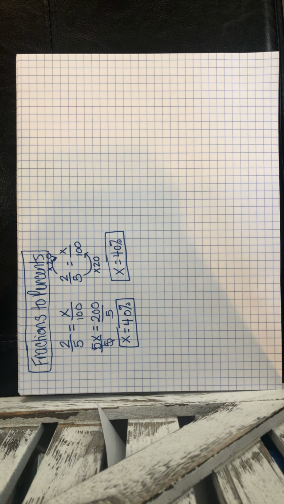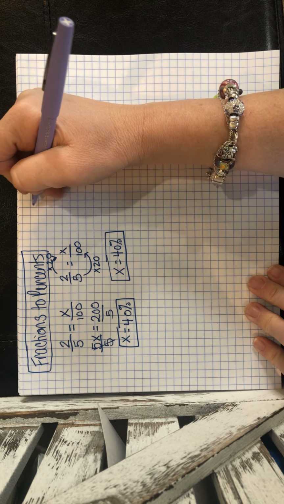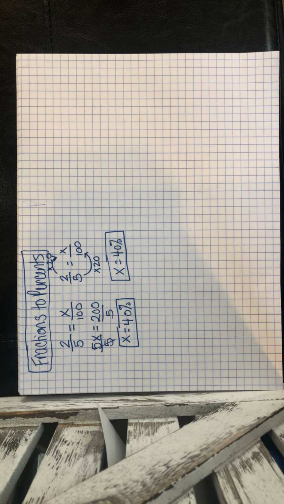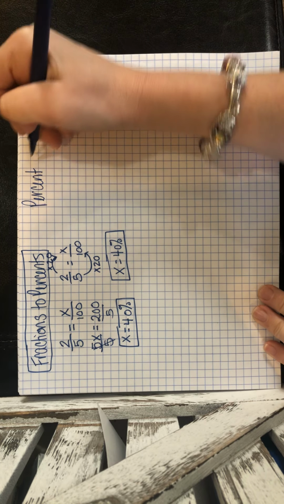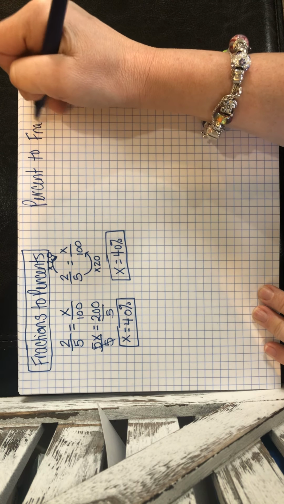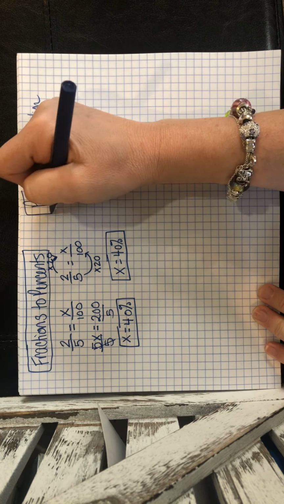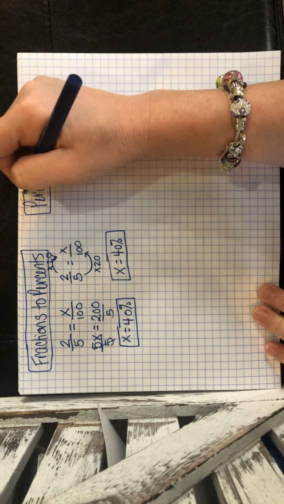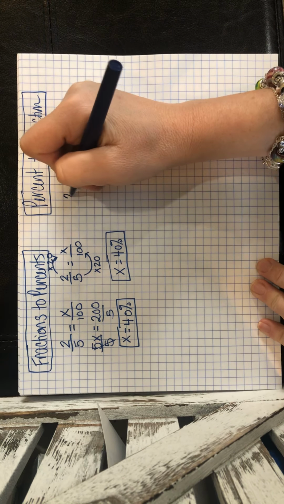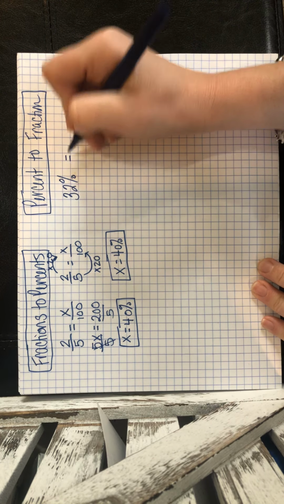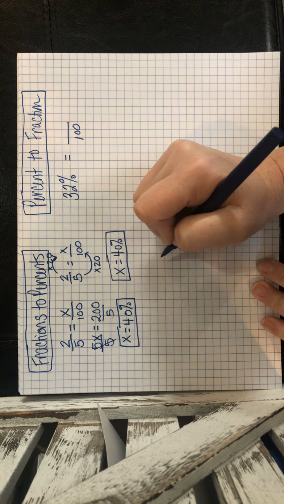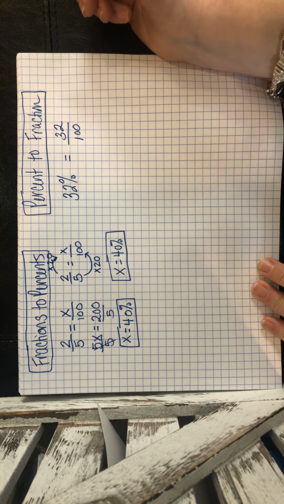The next one we're going to take a look at very quickly is a percent to a fraction. Well, that pen doesn't work. So we'll just stick with this one. All right, so a percent to a fraction. So when we do a percent to a fraction, in this case, if we have 32%, remember percents are out of 100, so it's just 32 out of 100.